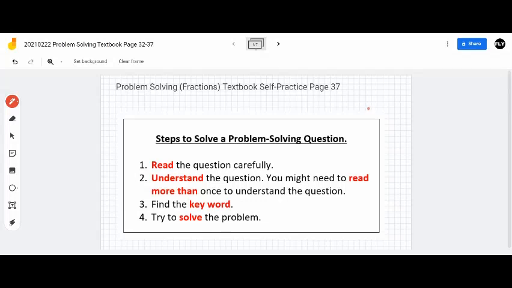Lastly, teacher would like to remind you of the steps to solve a problem-solving question. First, read the question carefully. Understand the question. You might need to read more than once. And find the keywords. As you can see, teacher underlined the important keywords, formed a mathematical sentence, and tried to solve the problem.